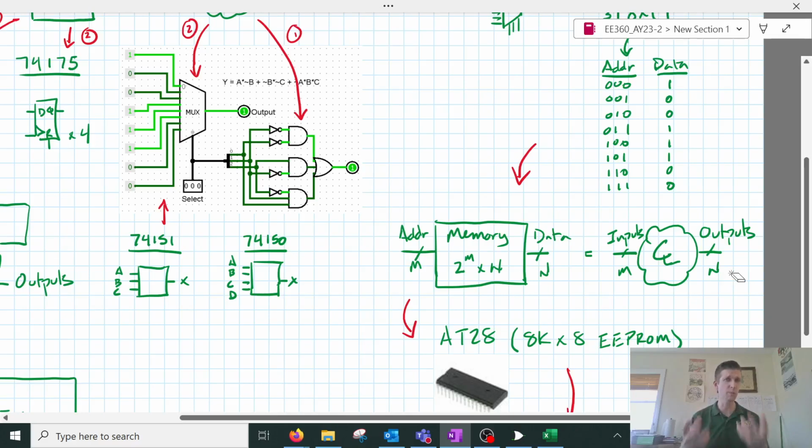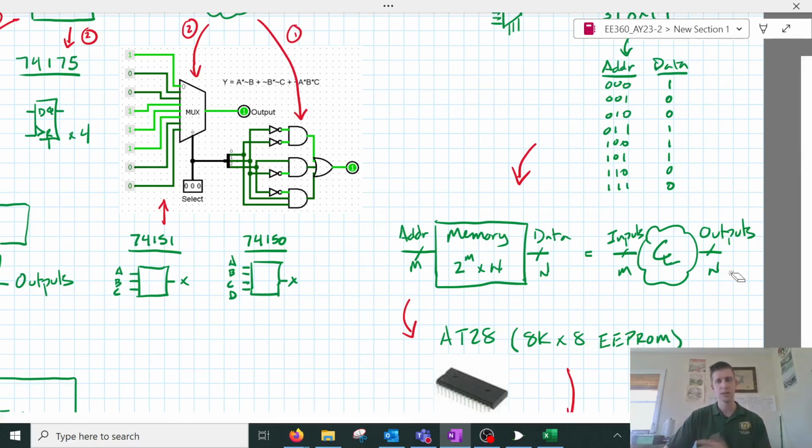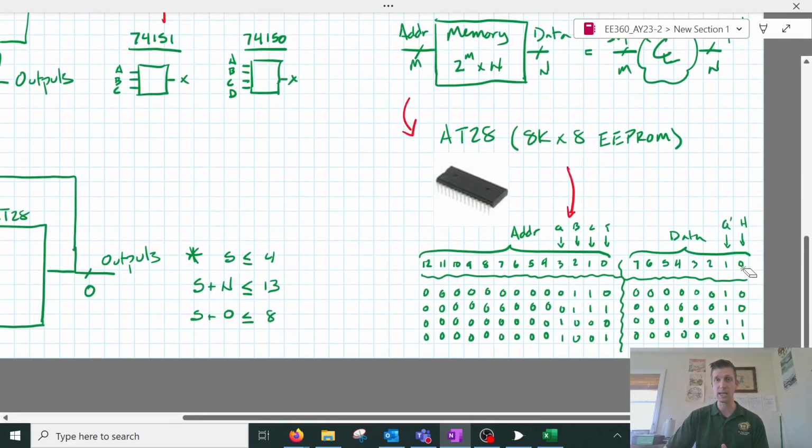Although it's definitely a little more expensive than a normal 7400 integrated circuit, clearly, it's much more capable. And so the one we're going to use in the lab is the AT28. This is an 8 kilobyte EEPROM, right? It actually has 13 address lines, so 13 inputs to my combinational logic and 8 outputs.